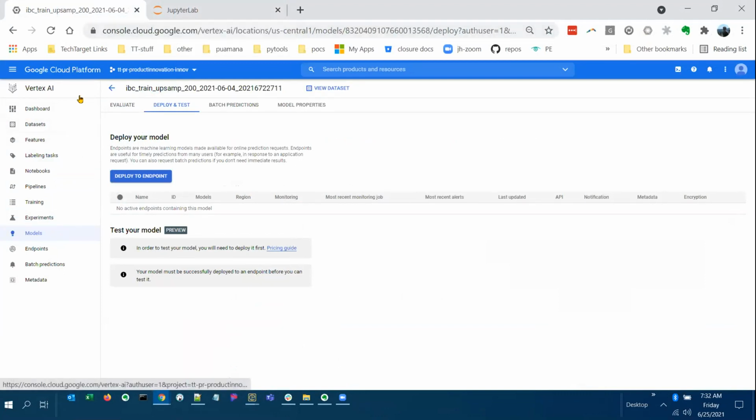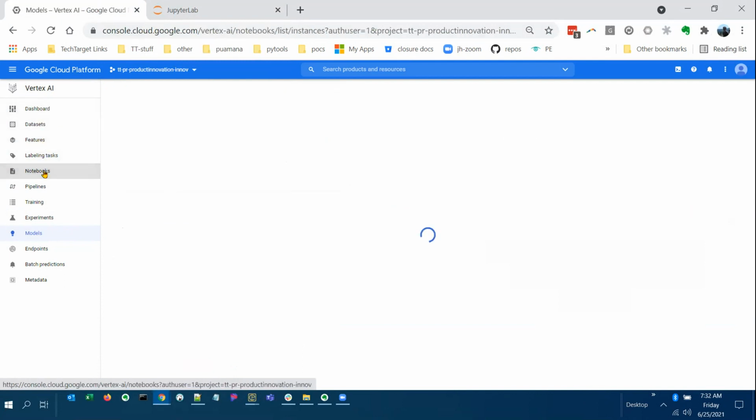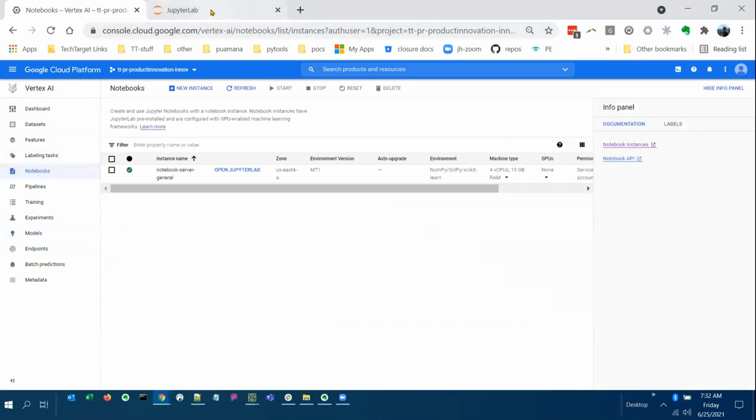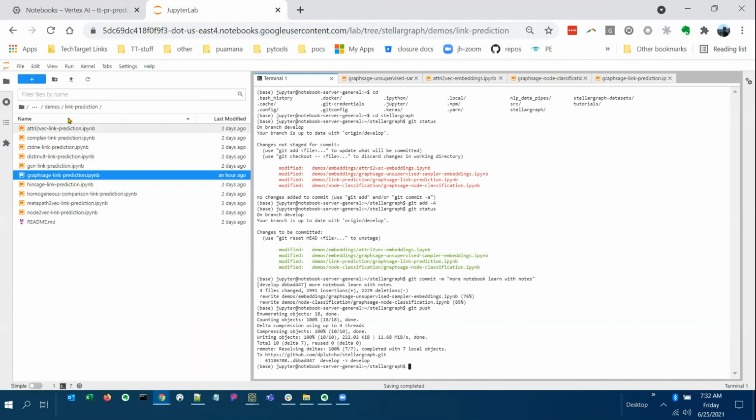So, I'm in GCP here. I've got a notebook in Vertex. Here are the notebook servers. And I've started a notebook server, and then I forked StellarGraph into here just so I could play with the notebooks, and then I could save notes on them and stuff, right? It's kind of nice.